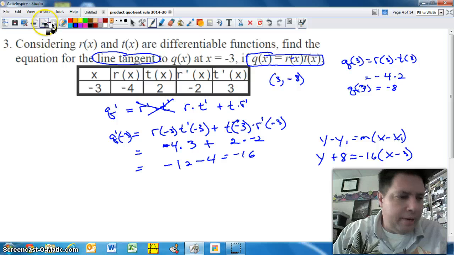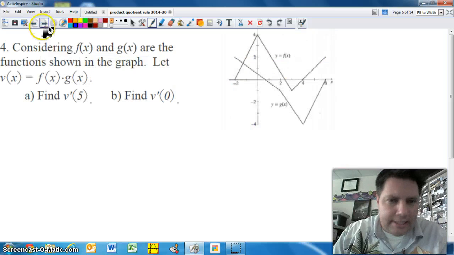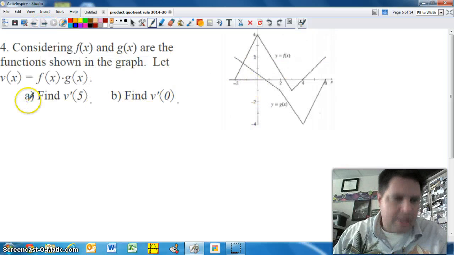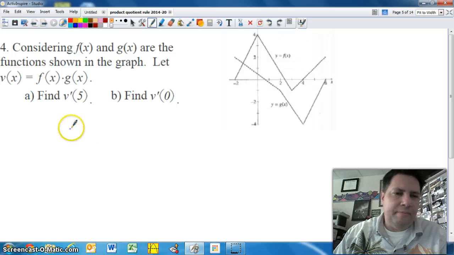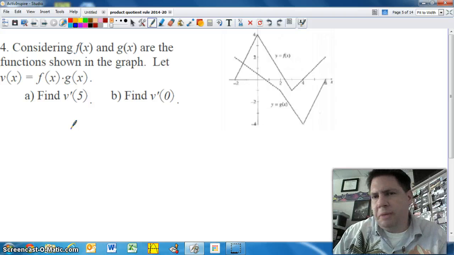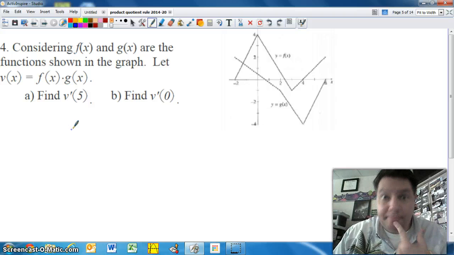We've done it from an equation, we've done it from another equation, we've done it from a table, and now we're going to look at it from a graph. For this one, I need to find v prime of 5, and I have a feeling you're going to see graphs like this in the future on, who knows, maybe a test sometime.